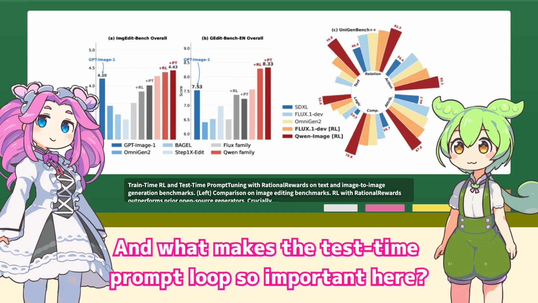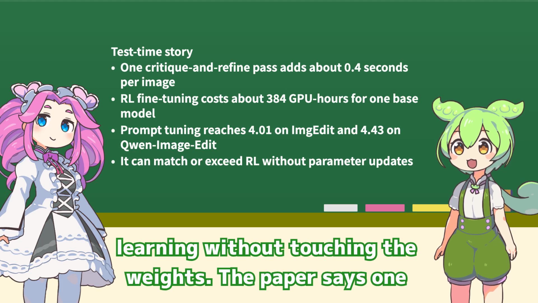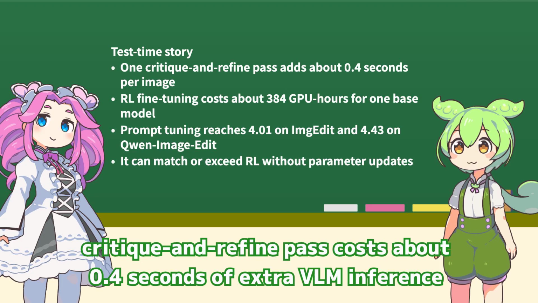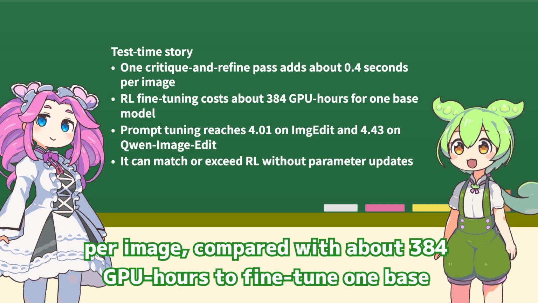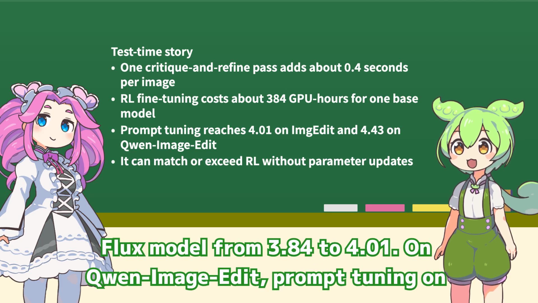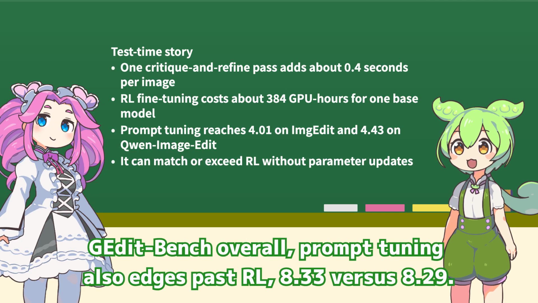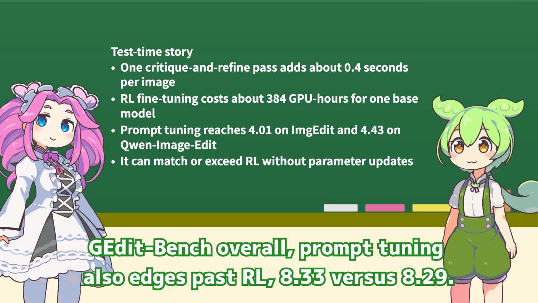And what makes the test time prompt loop so important here? Because it gets close to, and sometimes beats, reinforcement learning without touching the weights. The paper says one critique and refined task costs about 0.4 seconds of extra VLM inference per image, compared with about 380 GPU hours to fine-tune one base model with RL. On ImgEdit-Bench, prompt tuning lifts the RL-tuned FLUX model from 3.84 to 4.01. On Qwen-Image-Edit, prompt tuning on top of RL reaches 4.43, slightly above RL alone at 4.38. On GEdit-Bench overall, prompt tuning also edges past RL, 8.33 versus 8.29.